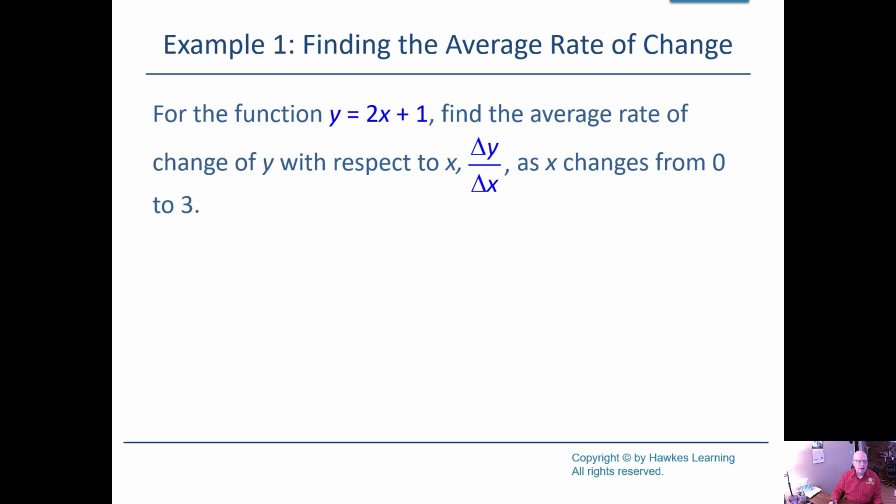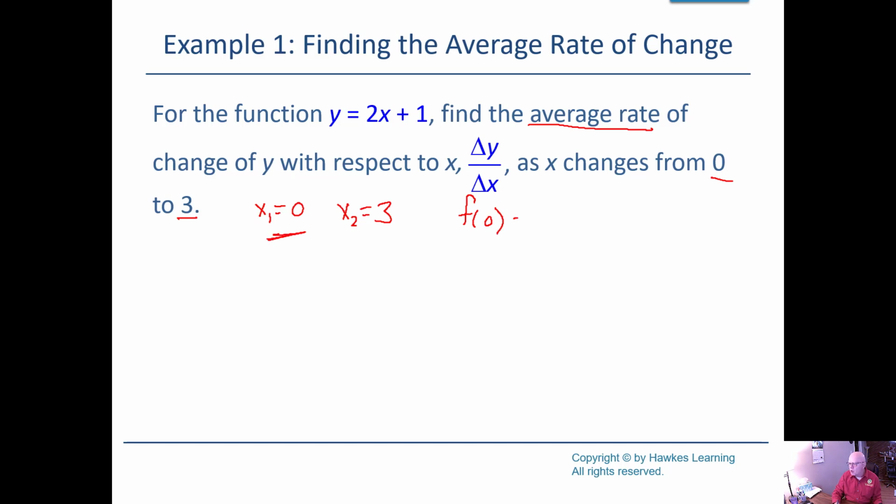Next, how about the function y equals 2x plus 1? What's the average rate of change? So, average. We're going to go from 0 to 3. So, x1 is 0, x2 is 3, if you'd like to do that. We're also going to need f of 0 to match up with this.